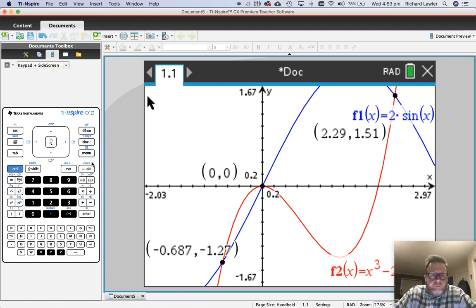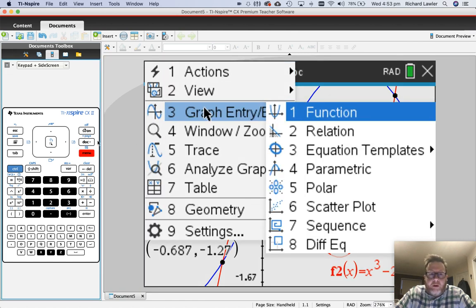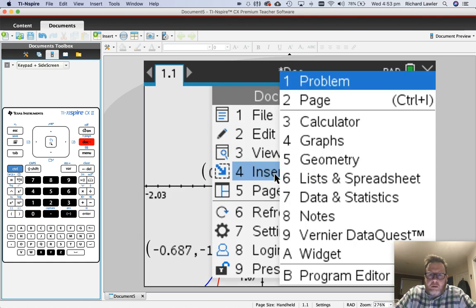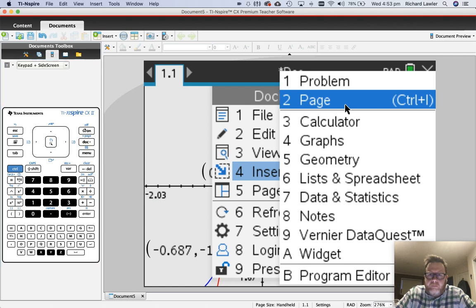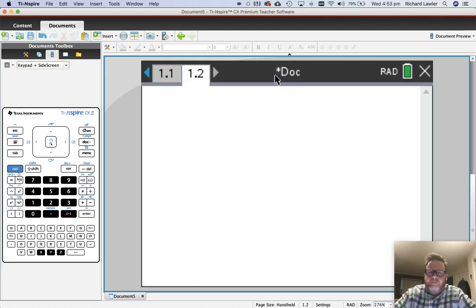So let me start by going to menu. Going to doc. I'm going to insert page. Excuse me. I'm going to add a calculator. I could have done it also by going control and then plus page here as well, control doc. Please excuse my voice.